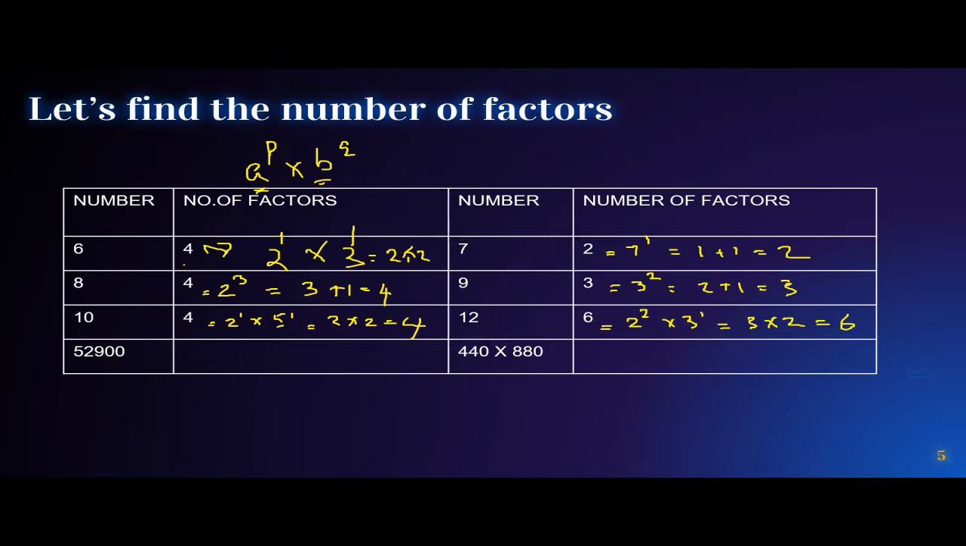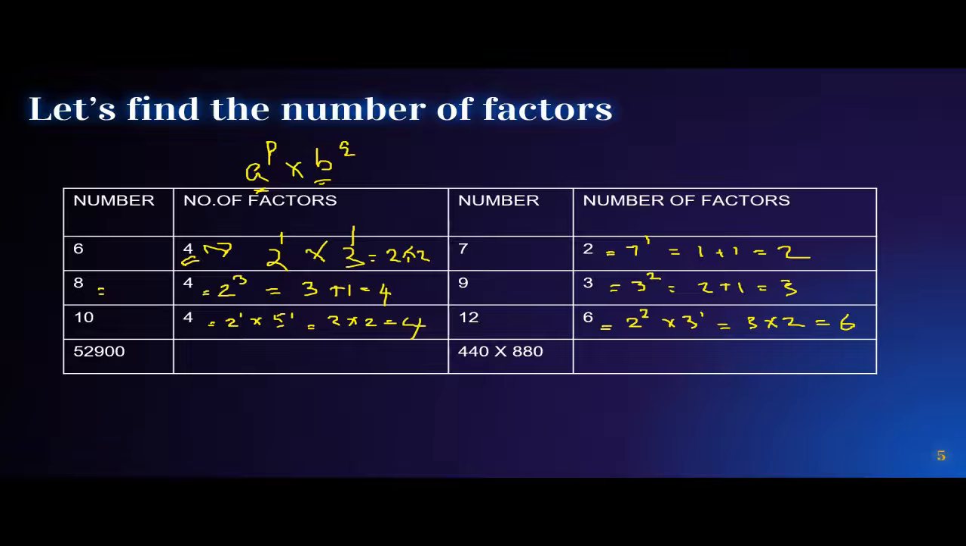Similarly, try it for 8. For 8, remember, you can't write it as 2 into 4 because 4 is not a prime number. 2 is a prime number, but 4 is not. So instead you have to write it in the form of prime numbers. Since we have to primitize it, we can write it as 2 cube, which is again in the form of a power p, where p is 3, so 3 plus 1 is 4.